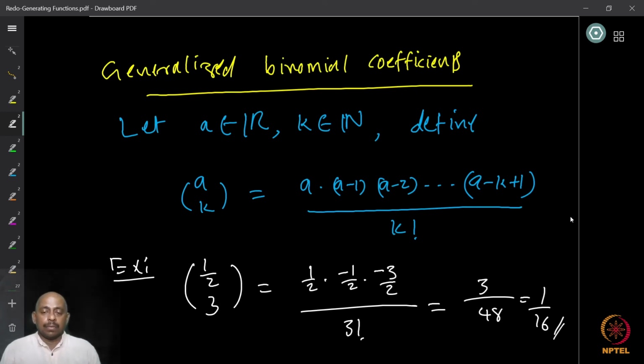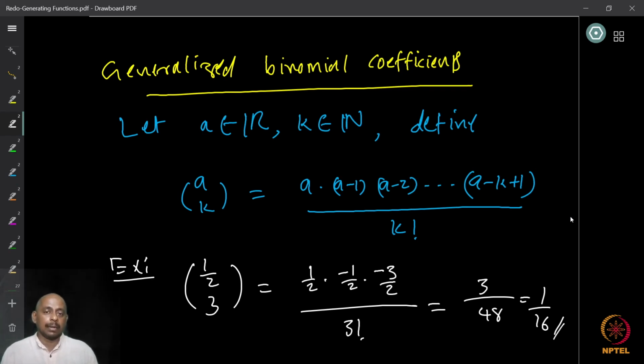Now, a slight deviation from our formal power series. This is because we will need this generalization of binomial coefficients to use sometimes in calculation, right? So this will help. We already saw the binomial coefficient.